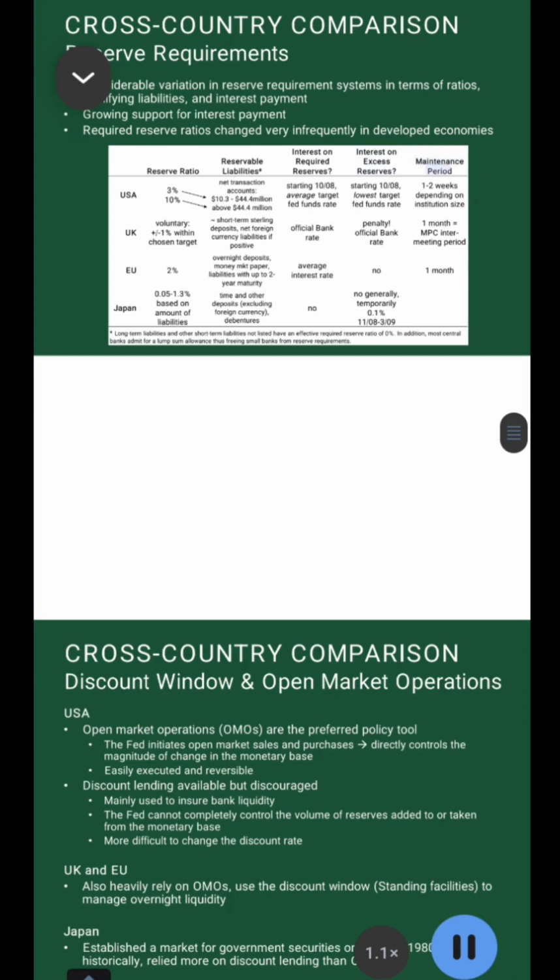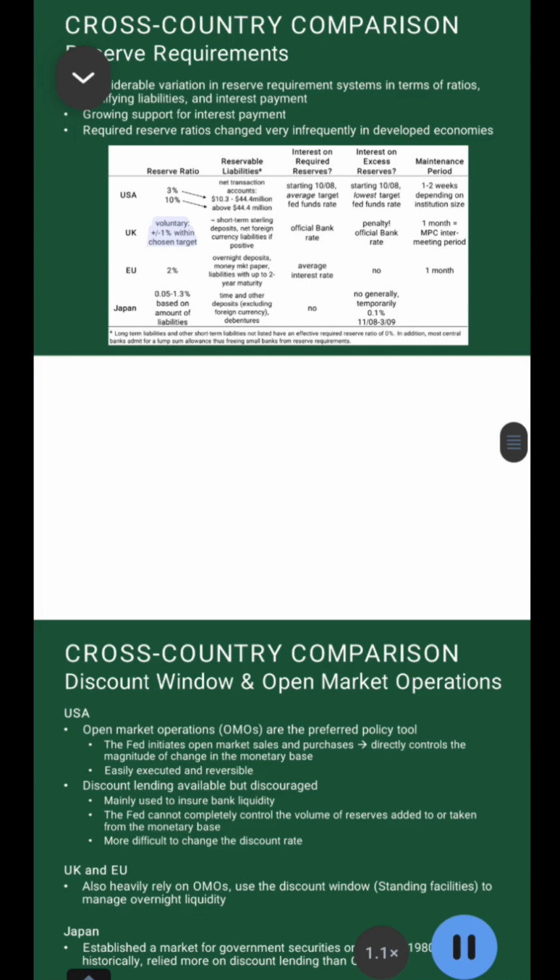Maintenance period. USA: 3%, 10%. Net transaction accounts, $10.30 million to $44.40 million, and above $44.4 million. Starting 10/08, average target Fed funds rate. Starting 10/08, lowest target Fed funds rate. One to two weeks depending on institution size.